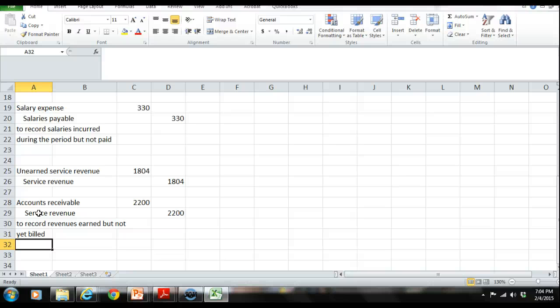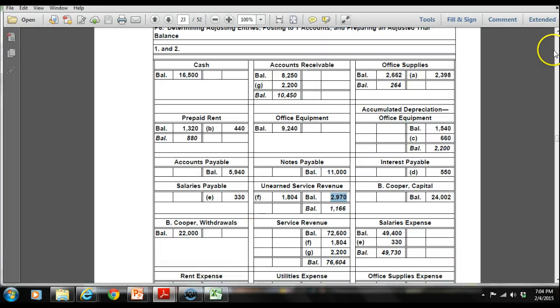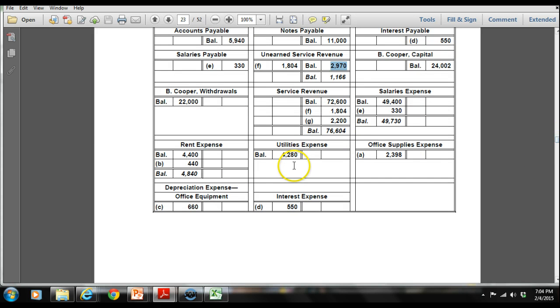Then what we'll do is post these. We'll go into our accounts receivable, post a debit of $2,200, and then our credit to service revenue of $2,200. So if you go up here, you see our accounts receivable here? We're going to show a G and a debit of $2,200. And then we go down here to service revenue. We're also going to show, on the credit side, a G of $2,200.